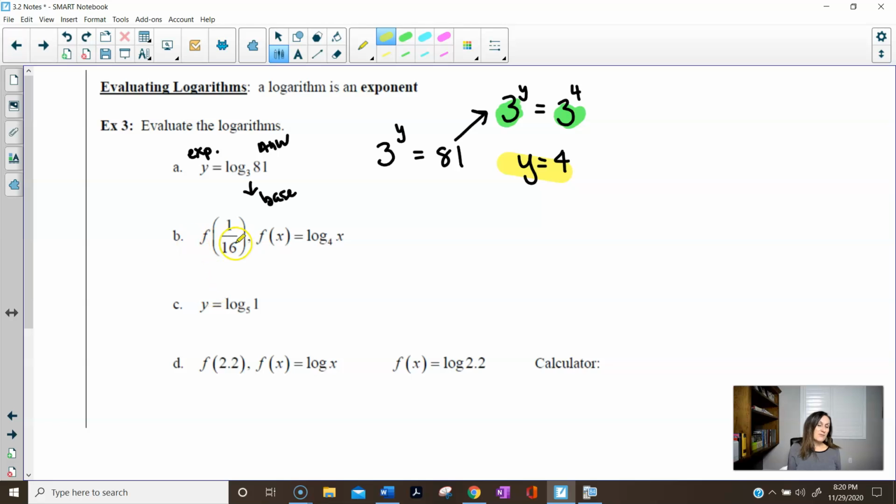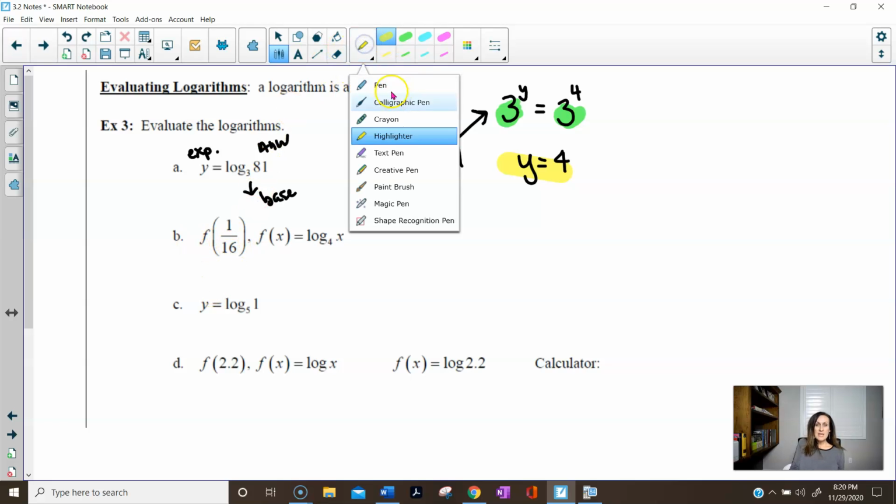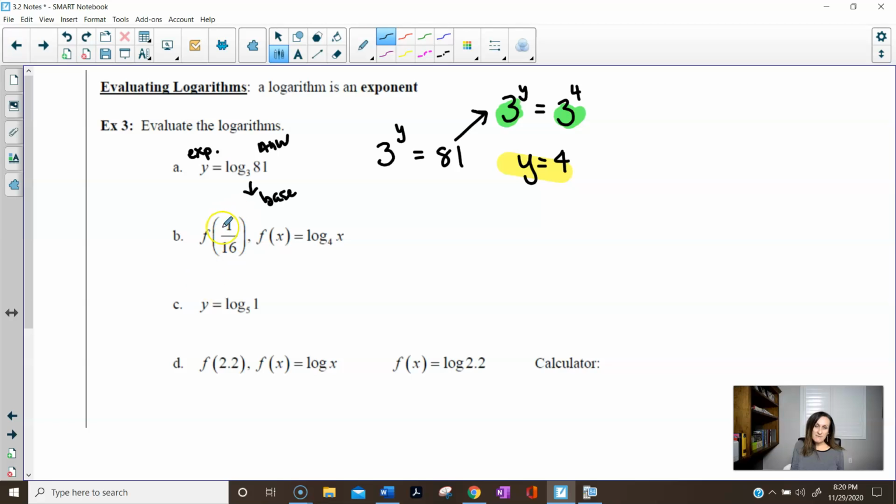So let's find f of 1/16. Just another way to write it: when you see f of 1/16, that means in place of x, you're going to put in 1/16. So f of 1/16 is equal to log base 4 of 1/16. Again, how do we find the answer to that? We could take the base of 4. You could just call this y if you wanted. This is your output, or your y.